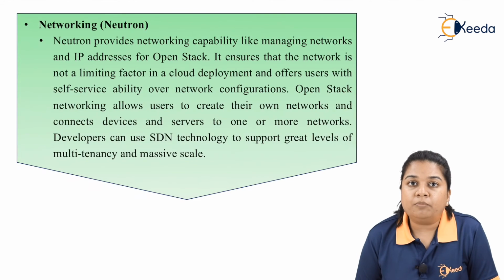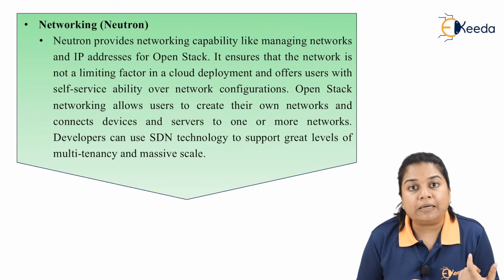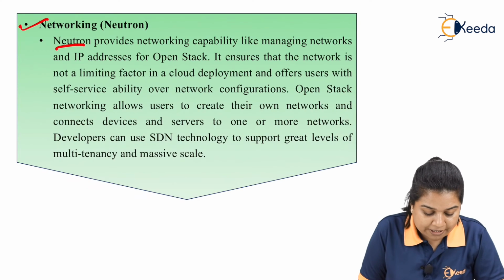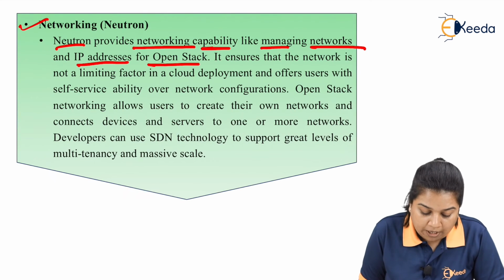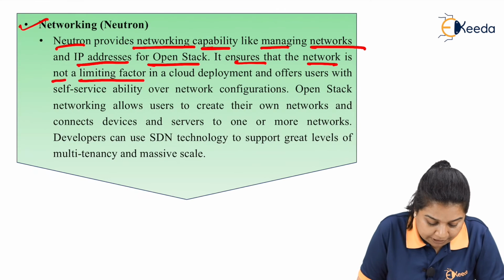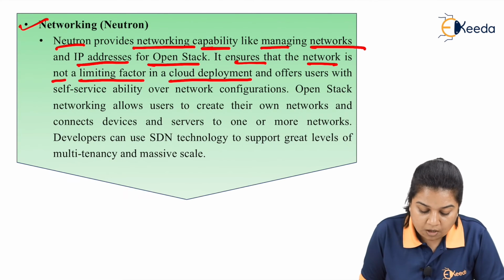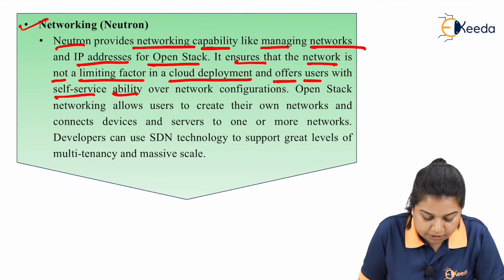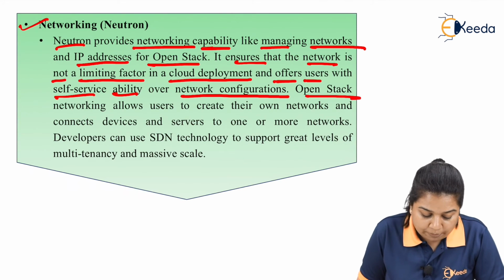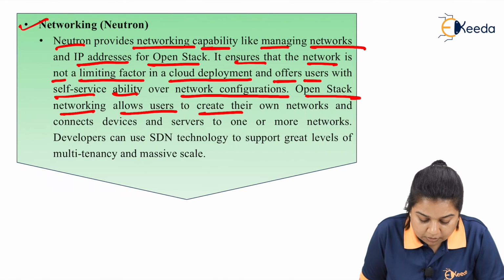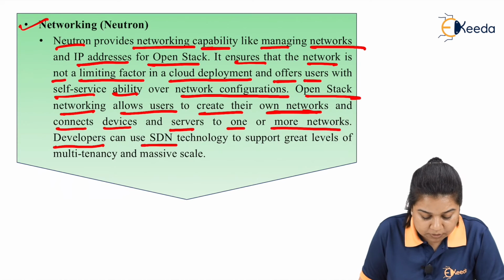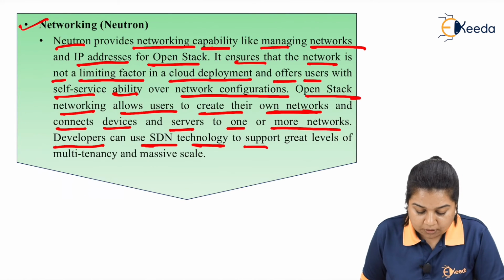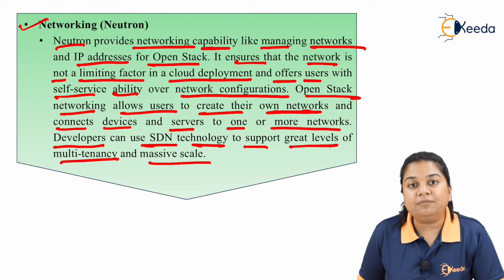Then comes another component, that is Neutron. Neutron is used for networking. See, Neutron provides networking capability like managing networks and IP addresses for OpenStack. It ensures that network is not a limiting factor in a cloud deployment and offers users self-service ability over network configurations. OpenStack networking allows users to create their own networks and connect devices and servers to one or more networks. Developers can use SDN technology to support great levels of multi-tenancy and massive scale.